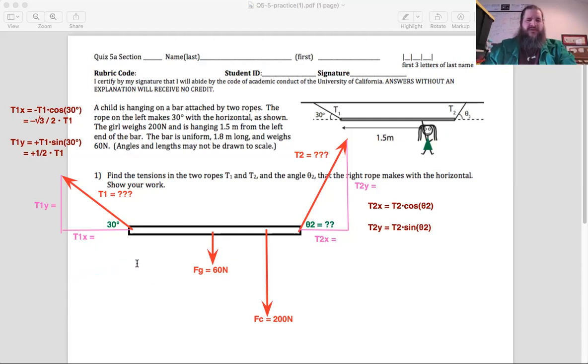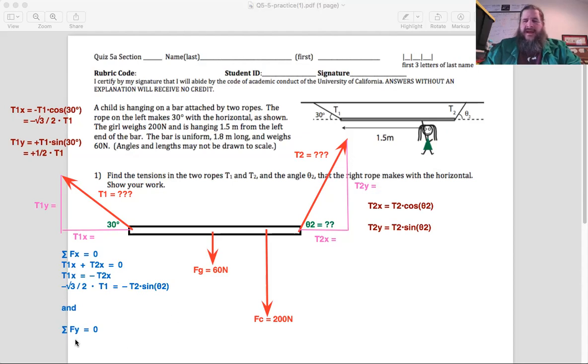So we don't know what T1x is, we don't know what T2x is, but we know they have to add up to 0, and therefore they have to be exact opposites. We could even just subtract T2x from both sides and say T1x equals the opposite of T2x. In fact, we could even fill in the values we know here. T1x we know is negative root 3/2 times T1. And that must equal negative T2 times sine theta2. So that tells us one equation describing how our 3 unknowns, T1, T2, and theta2 are related to each other.